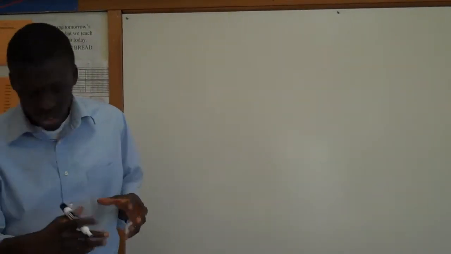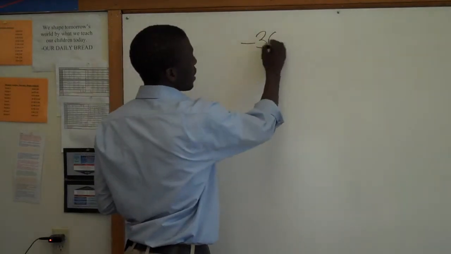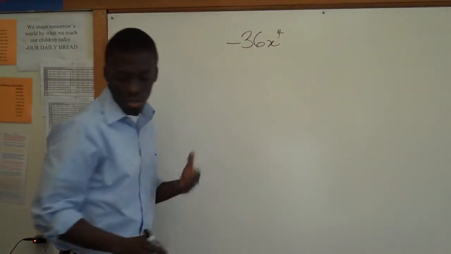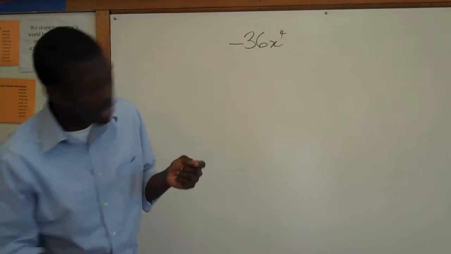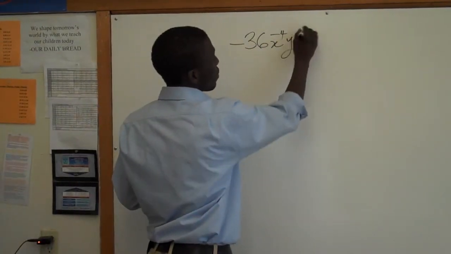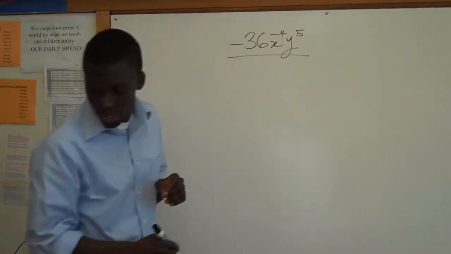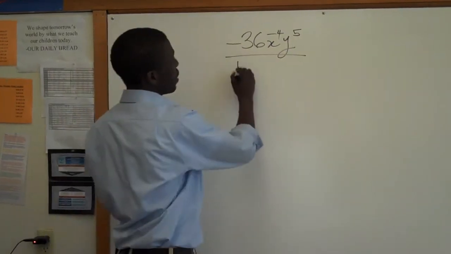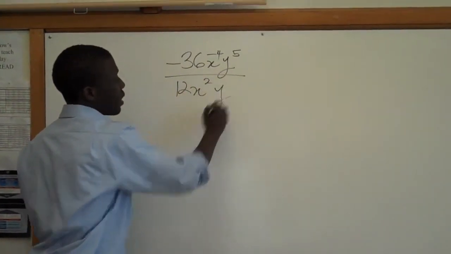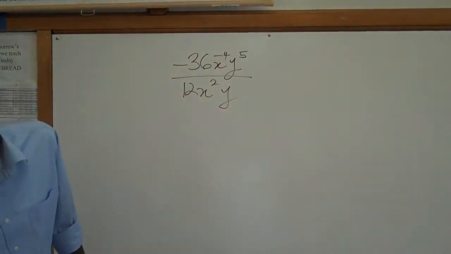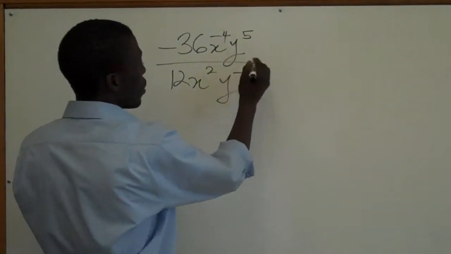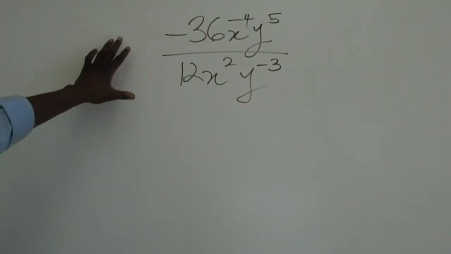There's a problem in chapter 2 that gives us this big number, negative 36 x to the fourth. So negative 36 x to the negative 4 y to the fifth power divided by 12x squared and then y to the negative 3. That's the question. So look at that for a second.